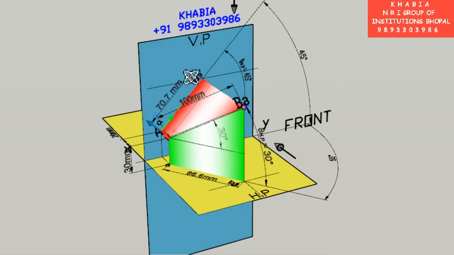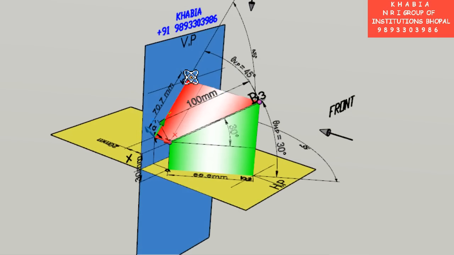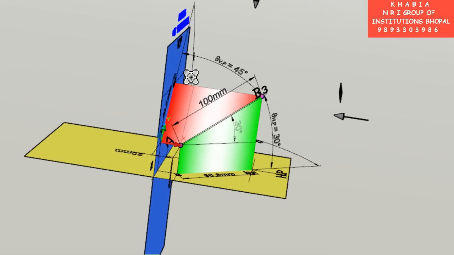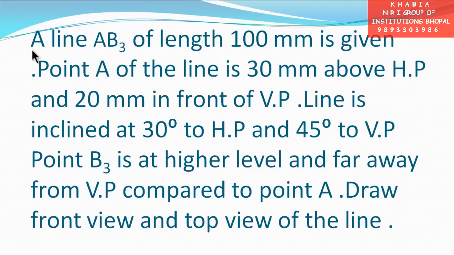Let us now try to understand the concepts of line inclined to both the planes with the help of a question. The question is: a line AB of length 100 mm is given. Point A of the line is 30 mm above HP and 20 mm in front of VP. Line is inclined at 30 degree to HP and 45 degree to VP. Point B is at higher level and far away from VP compared to point A. Draw front view and top view of the line.